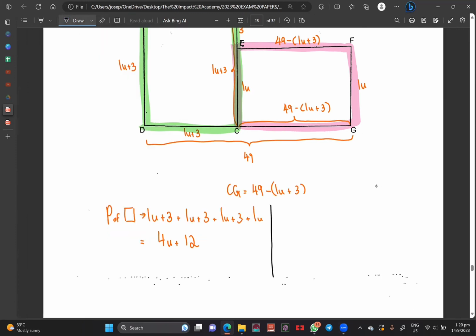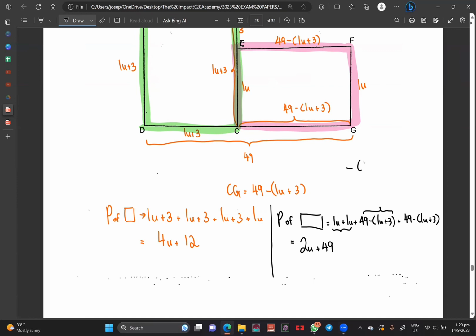Now we are going to write out the perimeter of the rectangle, which is going to be a little bit more complicated. We can see that it's 1 unit plus 1 unit plus 49 minus (1 unit plus 3) plus 49 minus (1 unit plus 3). For the first part it's very easy: 1 unit plus 1 unit gives me 2 units. This is the complicated part. What exactly is minus (1 unit plus 3)? You can just continue with 49, so you write down 49 over here, minus (1 unit plus 3).